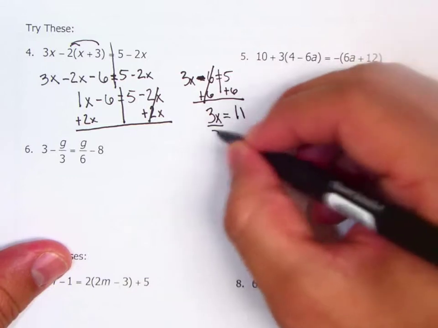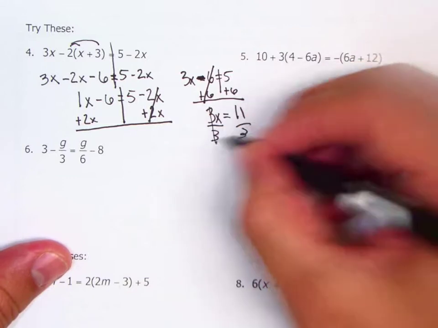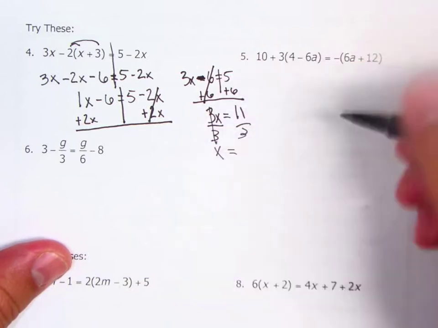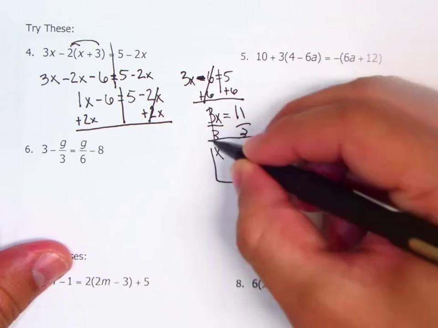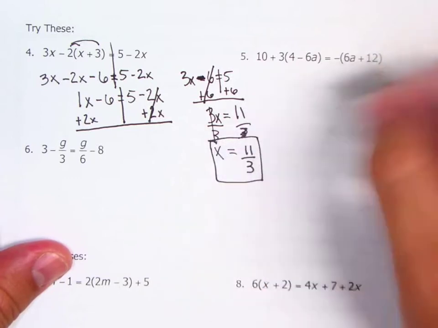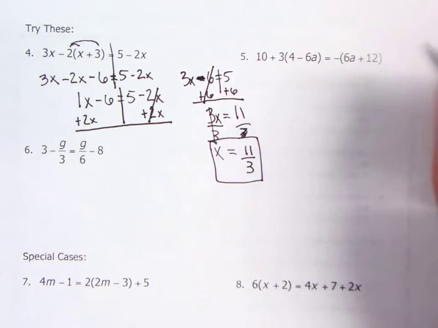And then finally divide both sides by 3. X equals 11 over 3. Please do not change that to a decimal. Leave it as a fraction.